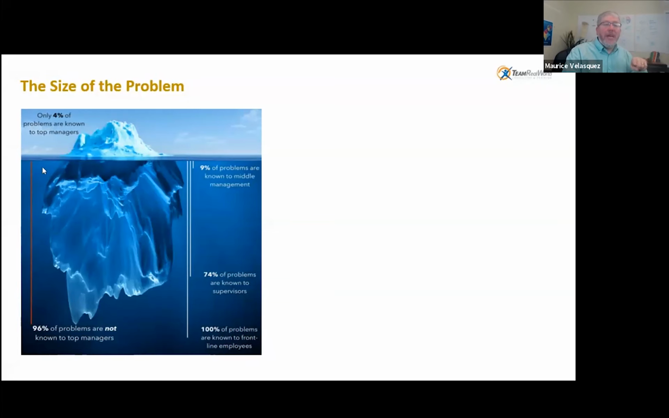96% of the problems never get to top managers. 74% of problems are known to supervisors. So 30 to 40% of the problems your middle managers do know about. If you're not hearing from your team members, your frontliners, then talk to your middle managers, because they know about 75% of the problems. And so the question is, why aren't we fixing these? Why are we not tackling these?